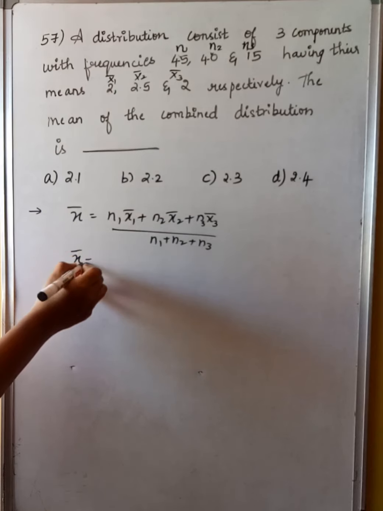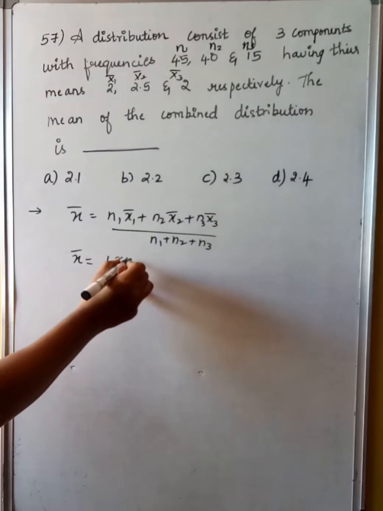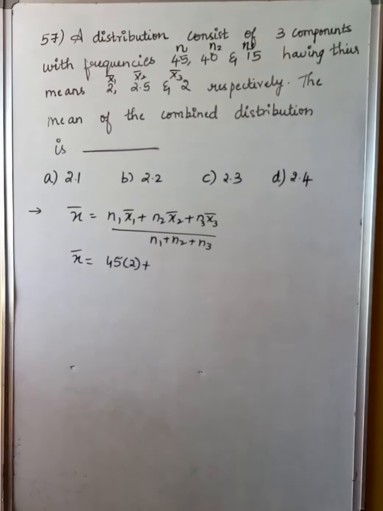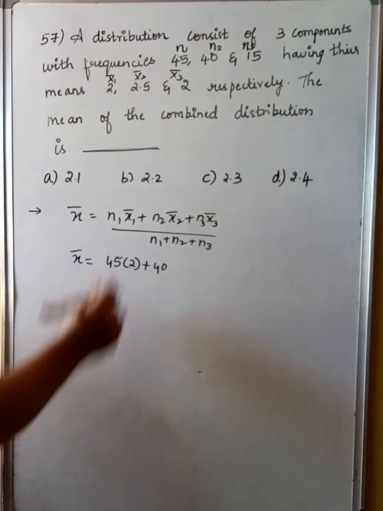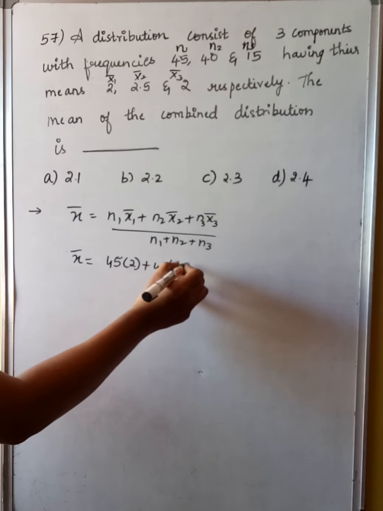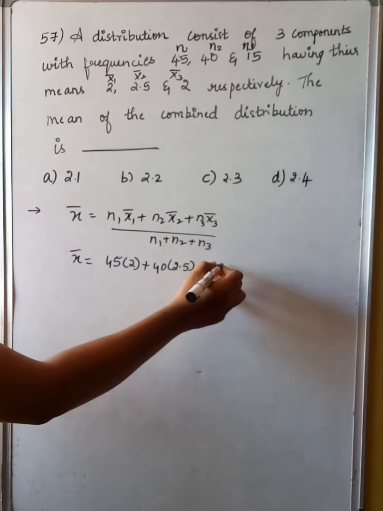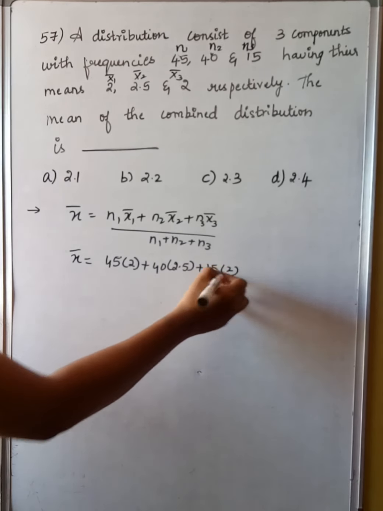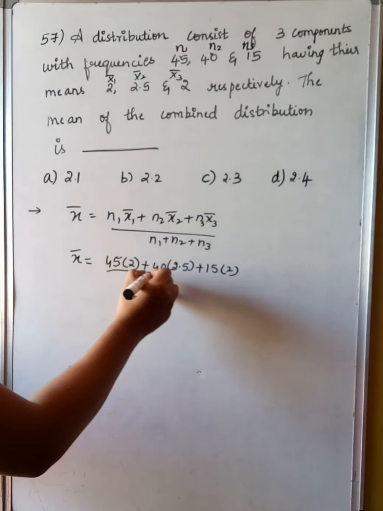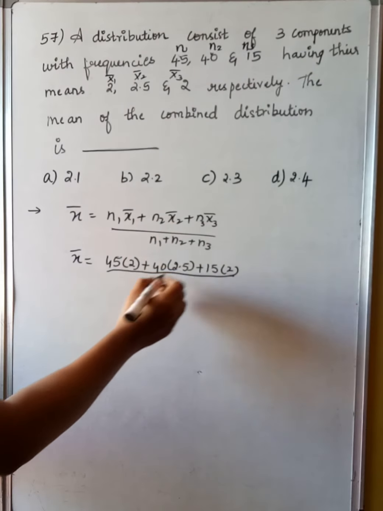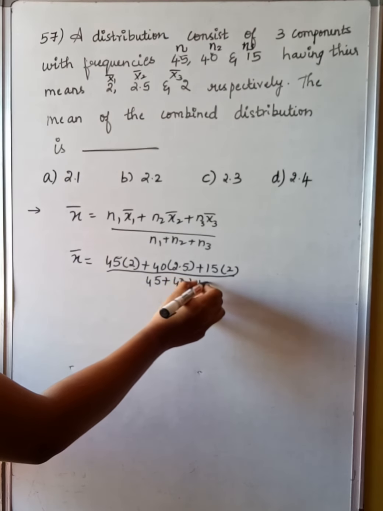X bar is equal to N1 value, which is 45, X1 bar is 2, plus N2 value, which is 40, and X2 bar is 2.5, plus N3 value is 15 and the third mean is 2 here, whole divided by N1 plus N2 plus N3. So what will it be here? 45 plus 40 plus 15.